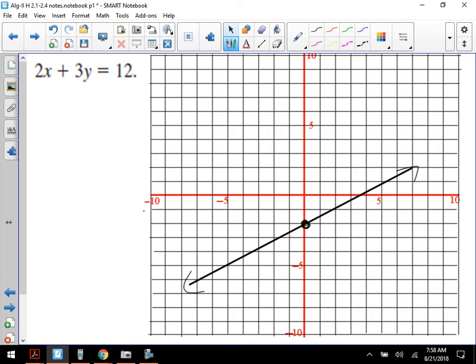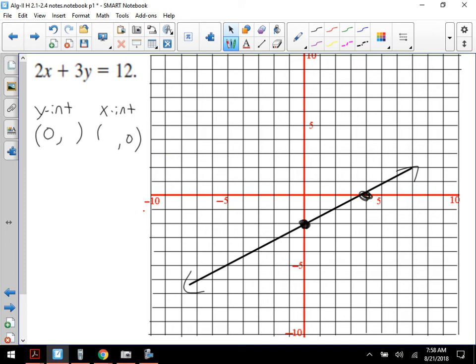Whenever a line crosses the y-axis, what's the value for x? 0. Therefore, when it crosses the x-axis, what's the value for y? 0. So you know that your y-intercept is always going to have an x-coordinate of 0, comma, something. Also, your x-intercept would be at something, comma, 0. Everybody okay with that?